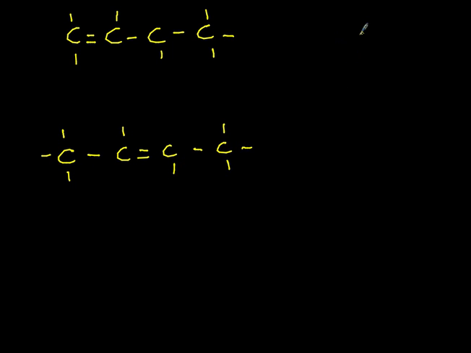And so these are both butene. They have 4 carbons and they have a double bond, and so they're but as our root and they are ene as our suffix, but they're not the same. They're not the same butene. They are different. This is 1-butene and this is 2-butene, because in this case the double bond begins on carbon 1.